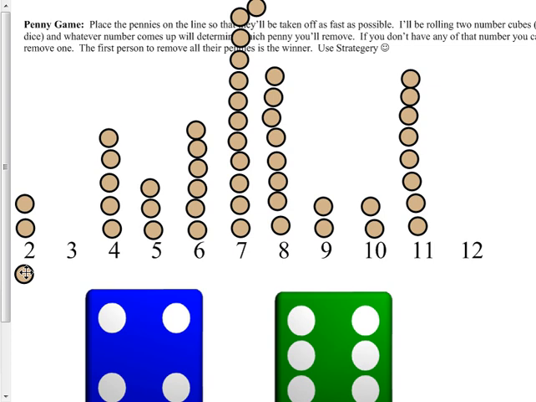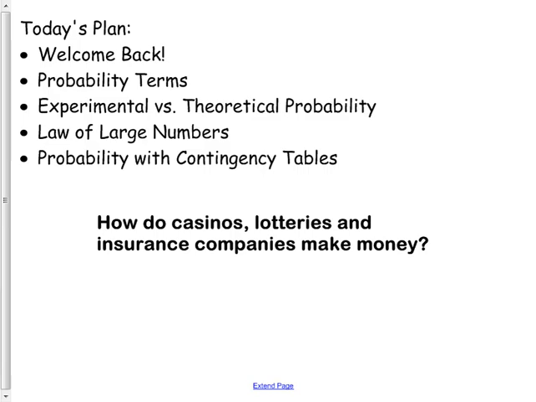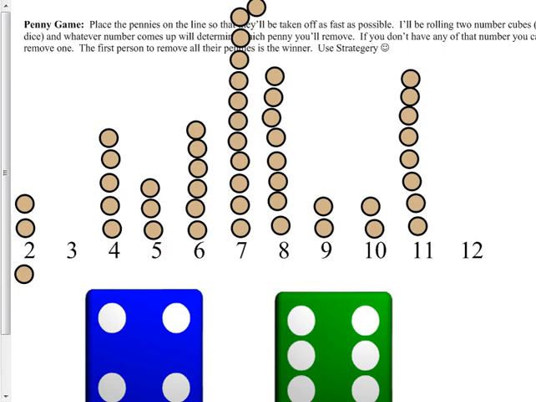But I'm going to, while you're doing that, talk about casinos and a few of the other places that use probability. The original question here, how do casinos, lotteries, and insurance companies make money? They all use probability. In fact, they'd be looking at this chart right here when they were setting their rates. Because if they were a casino, they don't want to pay off big when you hit a seven, do they? Because sevens come up so much, they don't want to pay out. So what did they do?